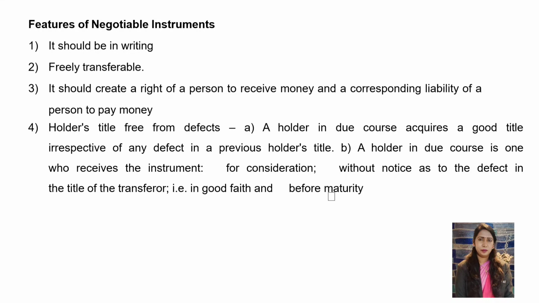That means, first of all, who is called a holder in due course? The person who is having a check in hand. For example, I have given a check to one person, and he has endorsed it to another person. So the third person who is currently in possession of the check should be able to easily transfer or access the check. A holder in due course is one who received the instrument for consideration, without notice of any defect in the title of the transferor, in good faith and before maturity.